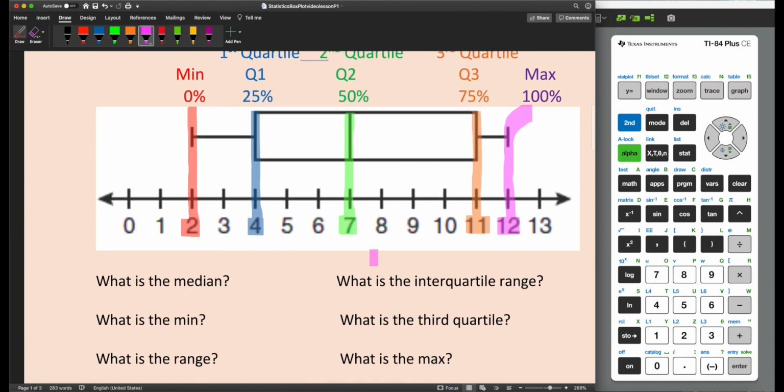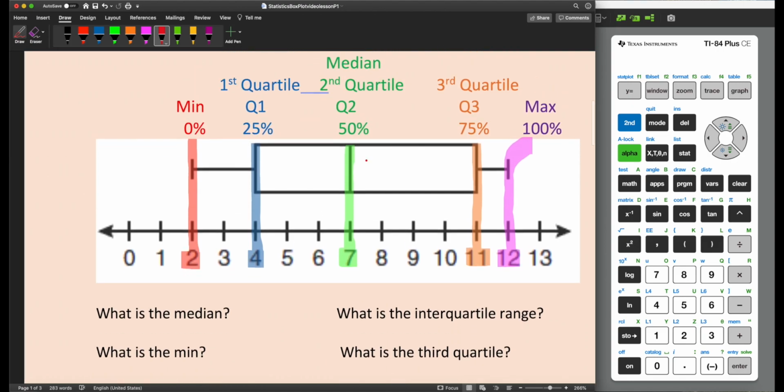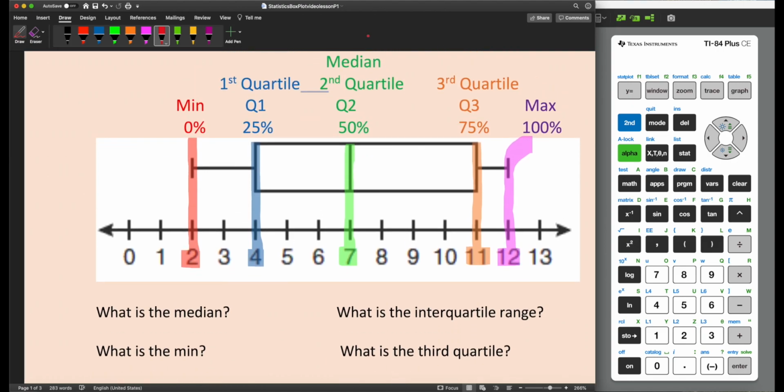Okay, so the first one says, what is the median? Well, we talked about the median, guys. The median is right here. This is your median. It hits at 7. So your median for this is 7. Then it says, what is the min value? Well, here's your min value. Follow it down, the min value hits at 2. Simple. That's all this is.